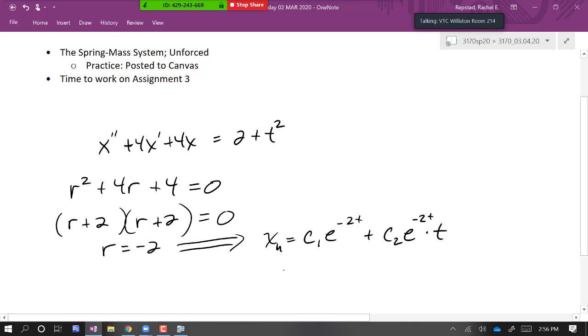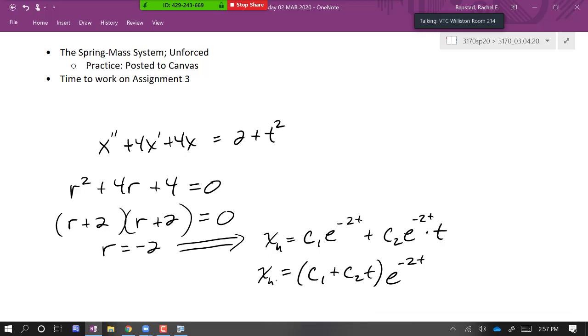Or sometimes people write it by factoring out the e to the minus 2t, so we have the linear c1 plus c2 t times e to the minus 2t. But that's where we have to start, right, with our homogeneous. Okay, so then, they tell us right in the problem we're going to find the general solution, which is the homogeneous plus the particular.